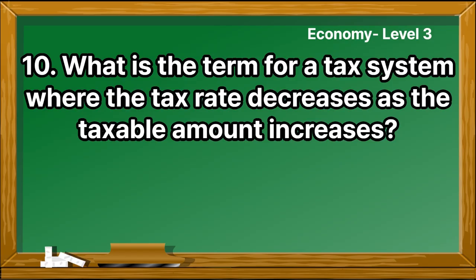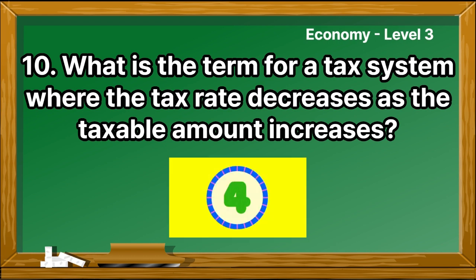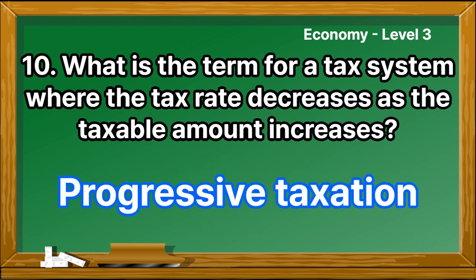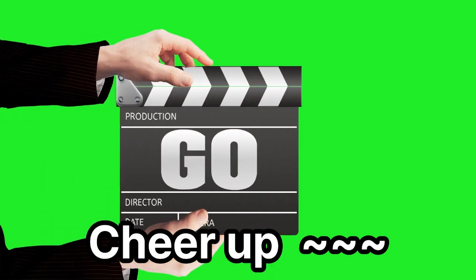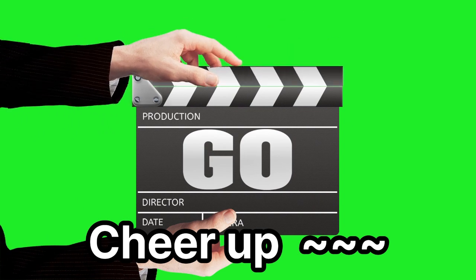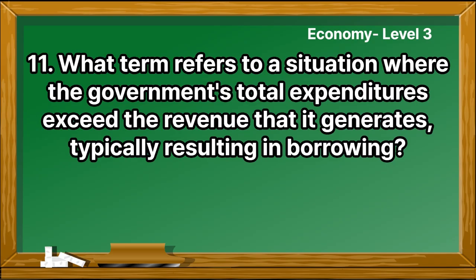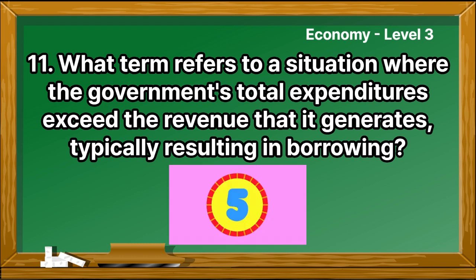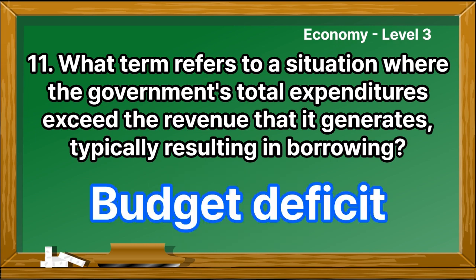What is the term for a tax system where the tax rate decreases as the taxable amount increases? Progressive taxation. Cheer up. What term refers to a situation where the government's total expenditures exceed the revenue that it generates, typically resulting in borrowing? Budget deficit.